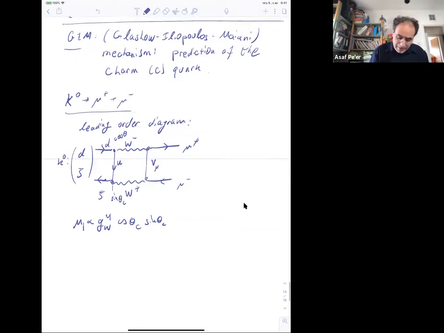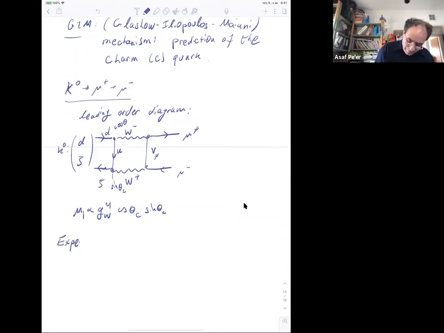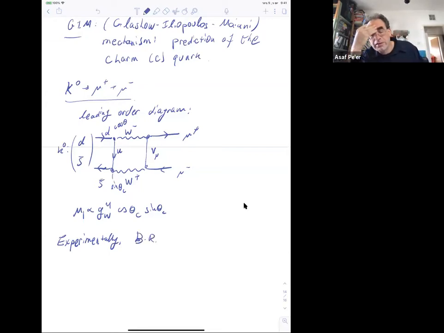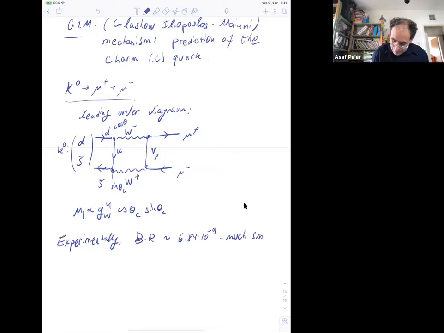But it turned out that experimentally, the branching ratio is much, much smaller. It nearly never happens. Experimentally, the branching ratio is the fraction in which this decay happens versus the rate in which other possible decays happen. It is 6.84 times 10 to the minus 9. That is much smaller than theoretical predictions.